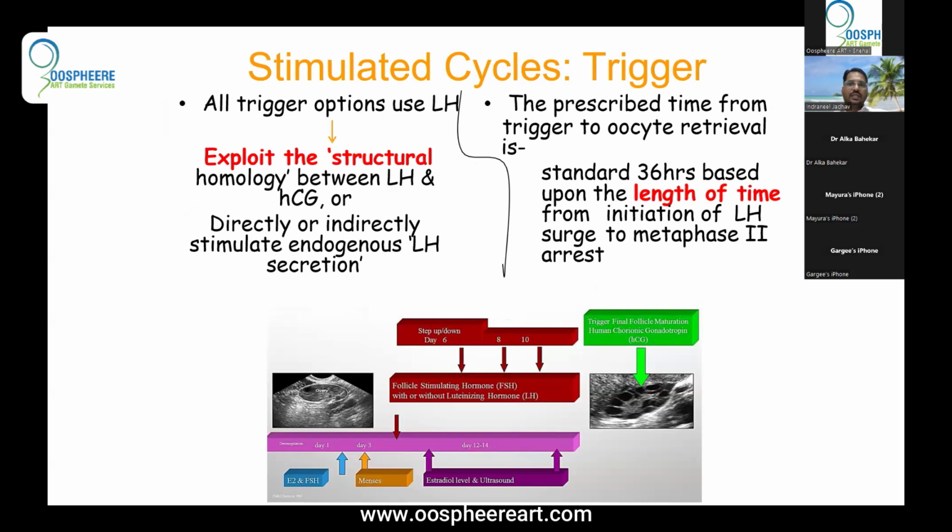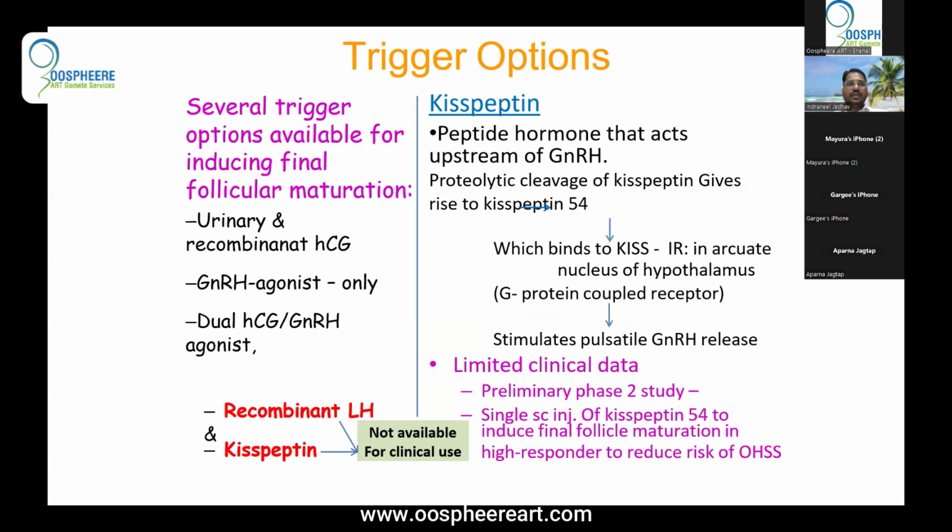So in stimulated cycles, what constitutes a trigger? We are exploiting the structural homology between LH and HCG if we are using HCG, and we are taking 36 hours from the initiation of the LH surge as standard, thinking that that is the optimum time when it will ovulate. The triggering options may be urinary or recombinant HCG, GnRH agonist trigger or dual trigger. Also recombinant LH and kisspeptin triggers are there, but those are not available for clinical use.